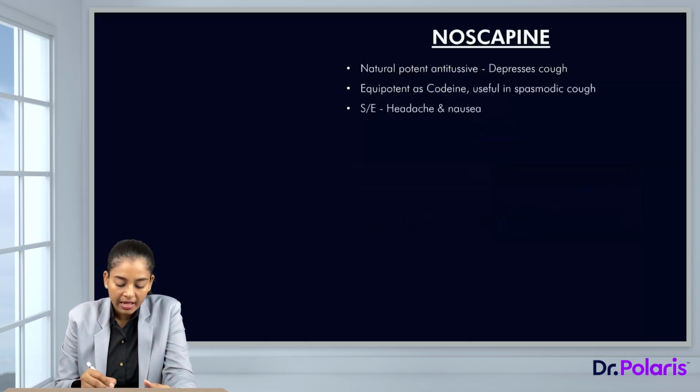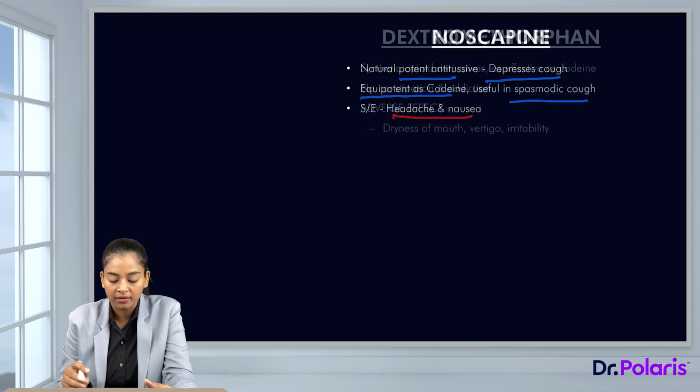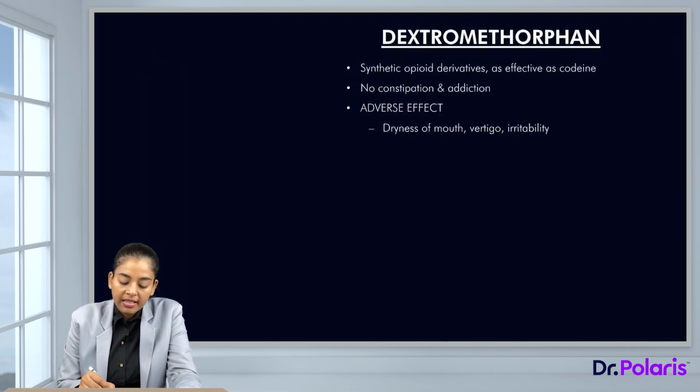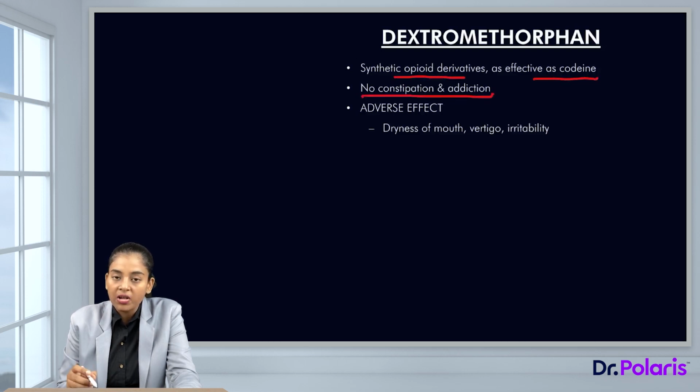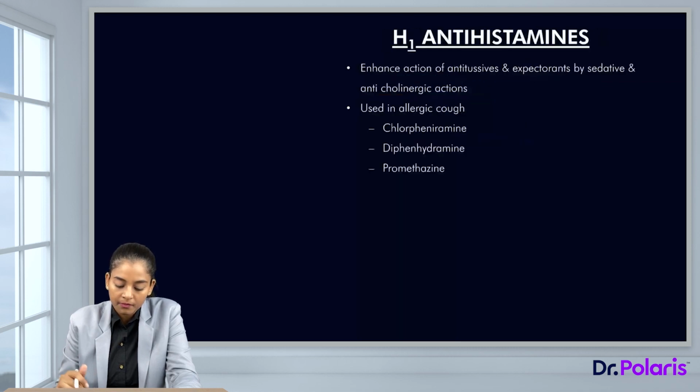Noscapine is a very potent antitussive. It depresses cough. It is equipotent to codeine and it is useful in spasmodic cough. The adverse effects include headache and nausea. Dextromethorphan is a synthetic opioid derivative. It is as effective as codeine. There is no constipation or addiction. But the adverse effects include dryness of mouth, vertigo and irritability.